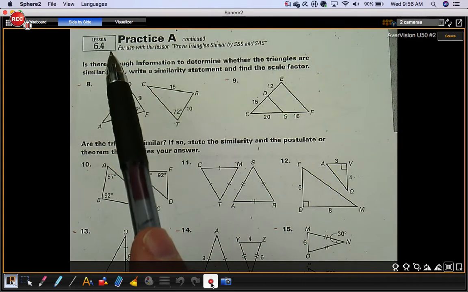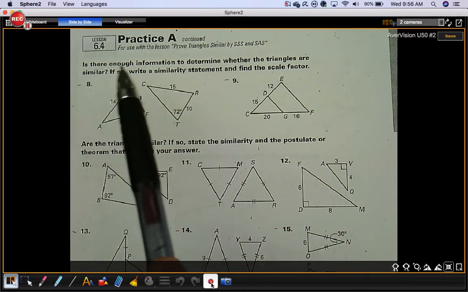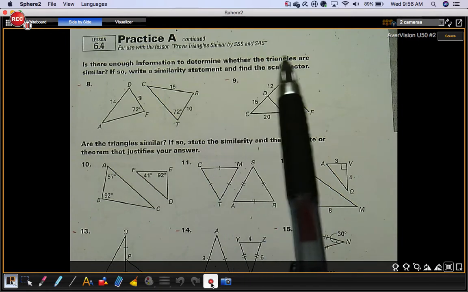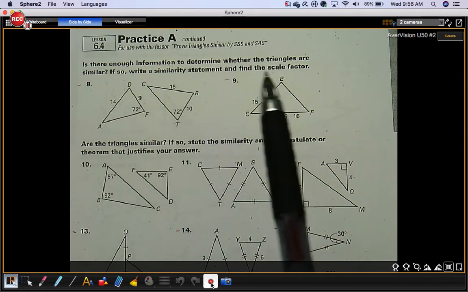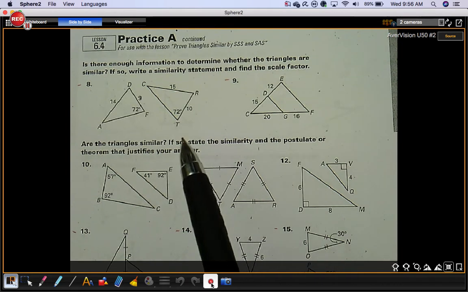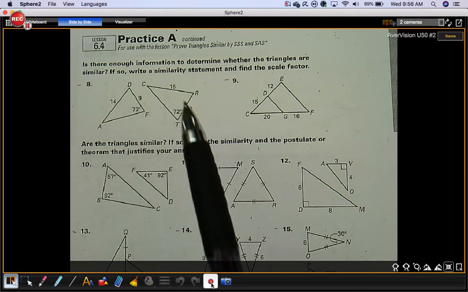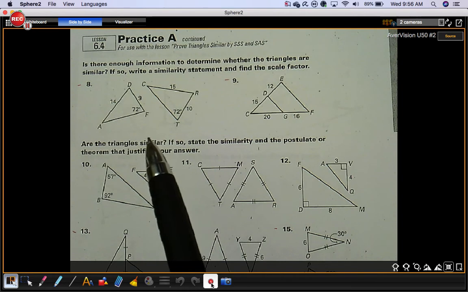This is practice A for section 6.4. Is there enough information to determine whether the triangles are similar? If so, write a similarity statement and find the scale factor. So we have two pairs of sides and an angle that's given.